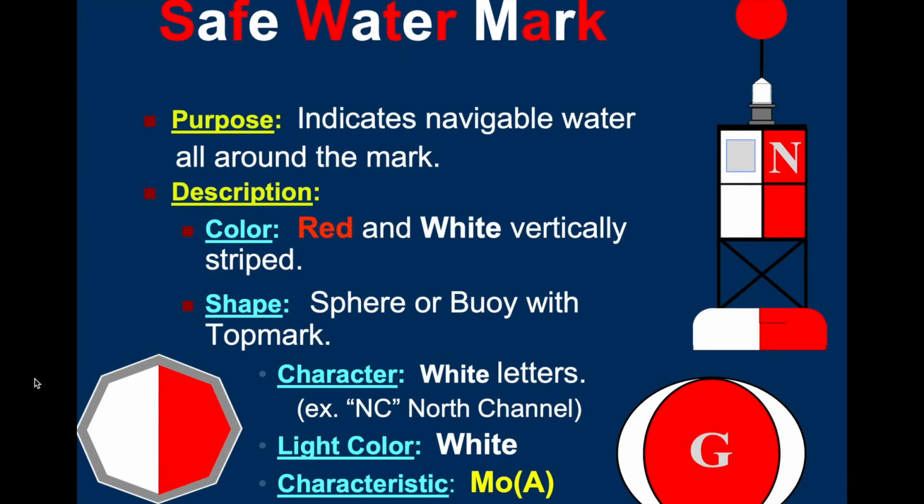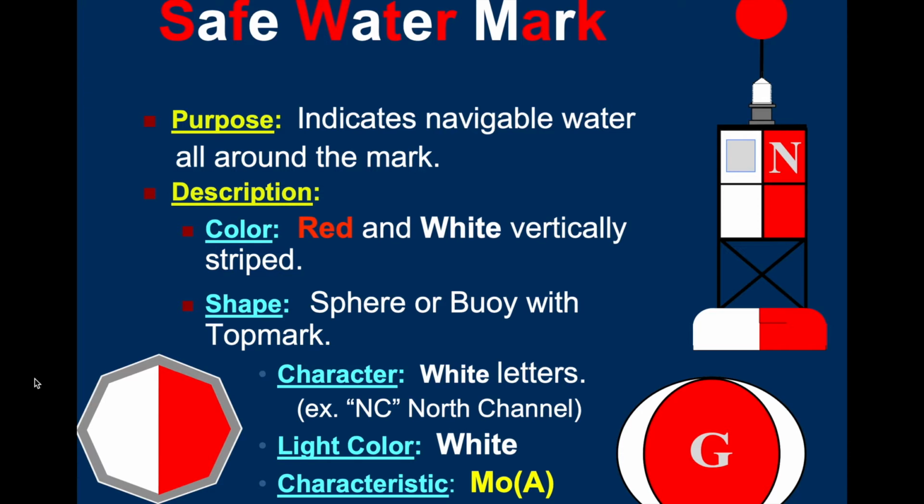Safe water marks. You see these at the entrances to inlets. Most often they are large, like Sandy Hook or Chesapeake Bay, but there are small inlets and large bays, and they're at the entrance from sea. Safe water mark. They are mid-channel markers, so they can be passed safely on either side.